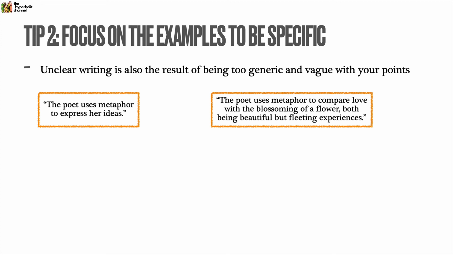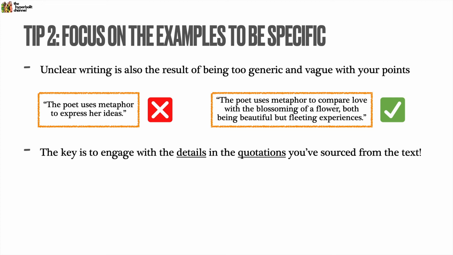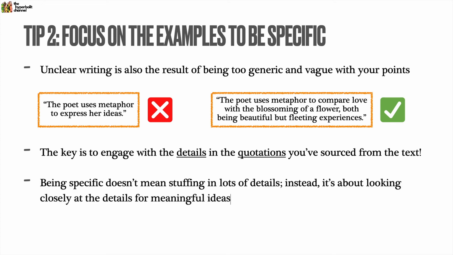It's pretty clear that the sentence on the right-hand side is much better than the one on the left-hand side, because the one on the left-hand side is very vague. Express what ideas, right? We don't know. So the key is to engage with the details in the quotations we've sourced from the text. And so being specific doesn't mean stuffing in lots of details. Instead, it's about looking closely at the quotations for meaningful ideas to discuss.